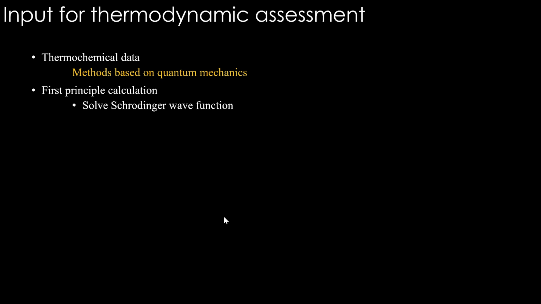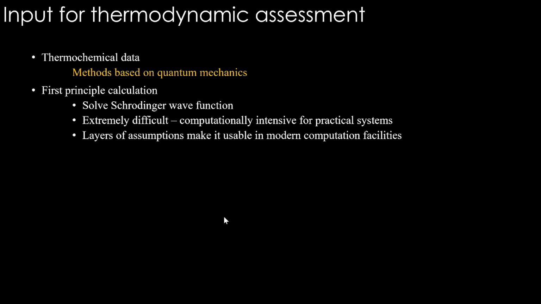Right. So solving the Schrodinger wave function is quite a complex job. It's computationally intensive for practical systems. Therefore, layers of assumptions are made, so that it is usable in modern computational facilities. And these layers of assumptions take quantum mechanics to density functional theory. These are available in the form of codes. We can take these codes. With all these assumptions, there are a lot of assumptions, the code is going to run and give you some output, and you have to take it with a pinch of salt because there are a lot of assumptions involved.